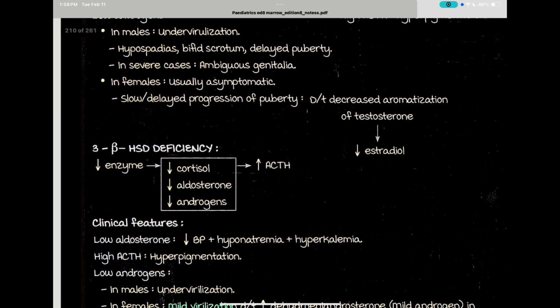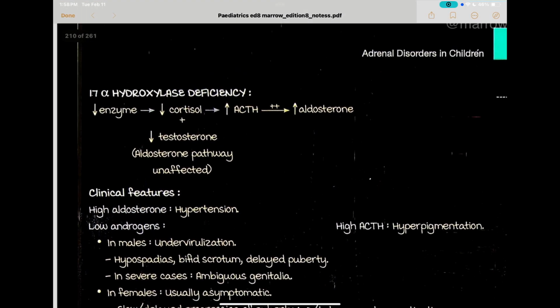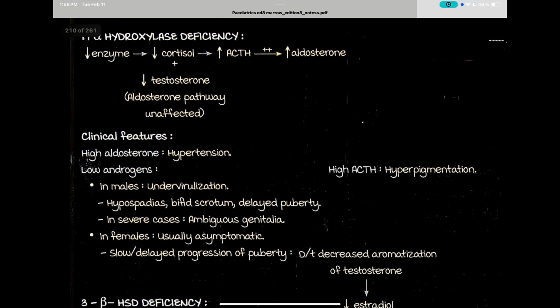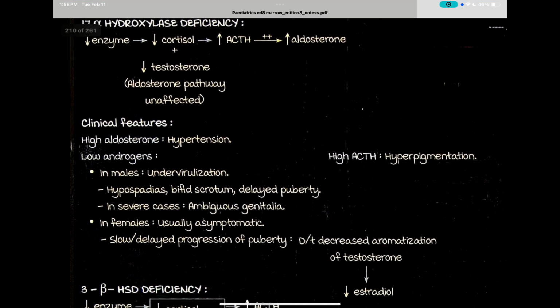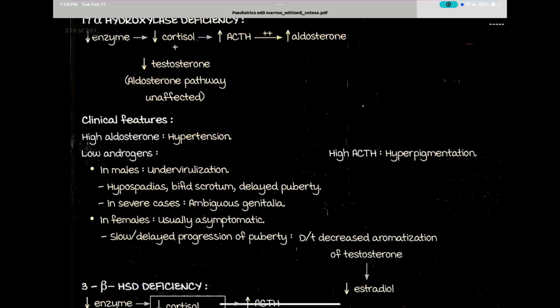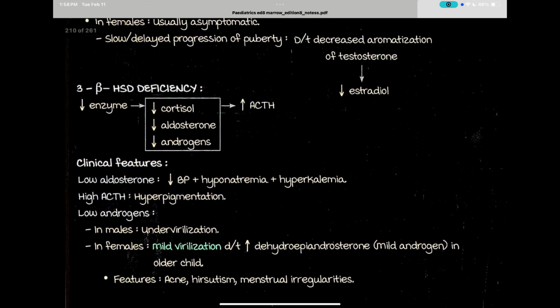causes hyperpigmentation. There was a girl in the OPD who always had very high blood pressure, like above 100 diastolic all the time, and she was very young, and we were suspecting congenital adrenal hyperplasia in her.